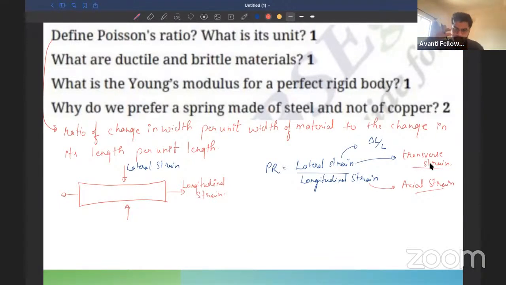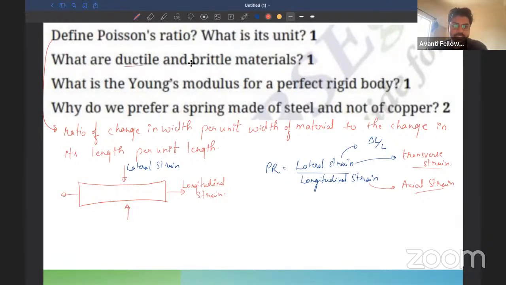So this is all about Poisson's ratio, right? खींचोगे तो width कम होगा. उस width कम का ratio with respect to original width divided by longitudinal strain, means change in the length divided by original length in longitudinal direction. Basically it's called Poisson's ratio, right? Very simple. Let's move to next one.